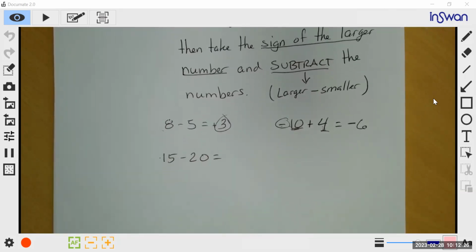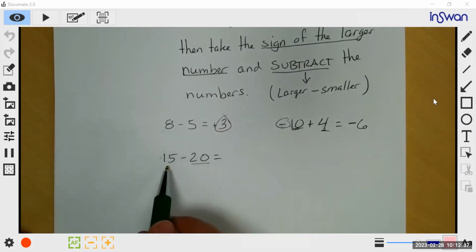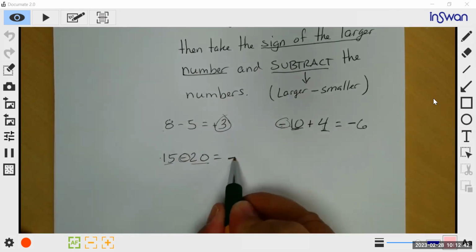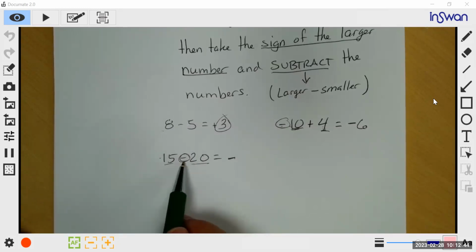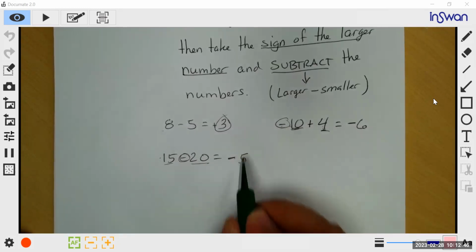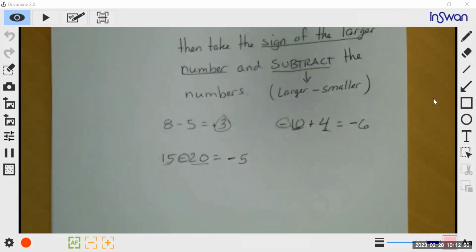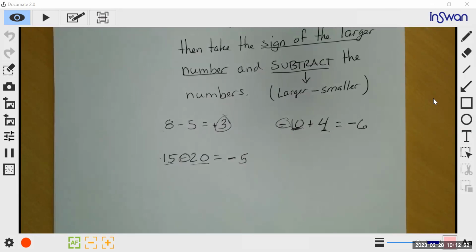Is the answer going to be positive or negative? Why? Yes, you spell the answer, but I want the answer why. That's more important to me, because 20 is bigger than 15. 20 is negative, so the answer is negative. 20 minus 15 is 5. That's how you do subtraction. Treat them both separately. It's a lot less problems. You'll make less mistakes this way. Treat the signs and the numbers differently.